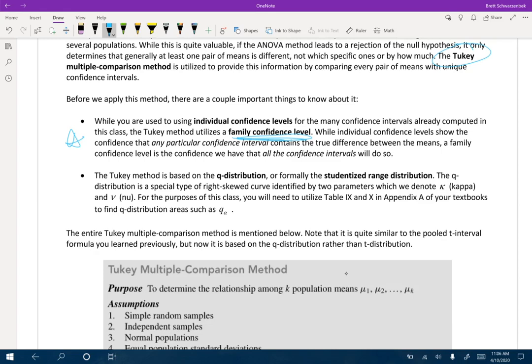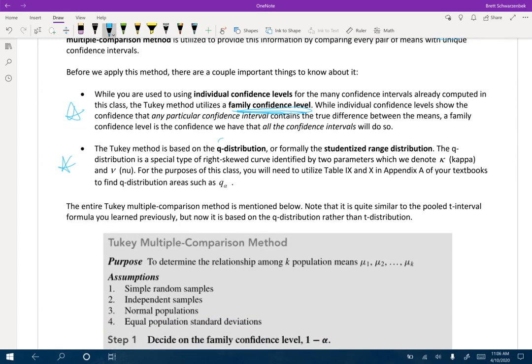Next, the Tukey method is based on what's called the Q distribution, or formally the studentized range distribution. This is also a right-skewed curve, just like F, but it has 2 parameters. It's called K for kappa and V for nu. Okay, so kappa and nu. These will be defined in a second, but basically there is a table.